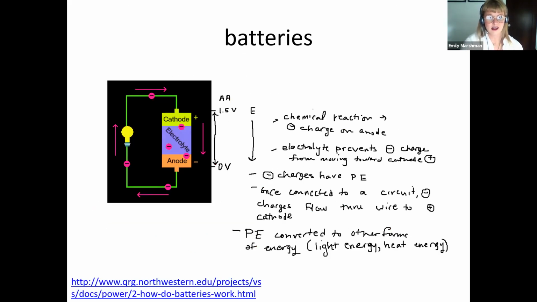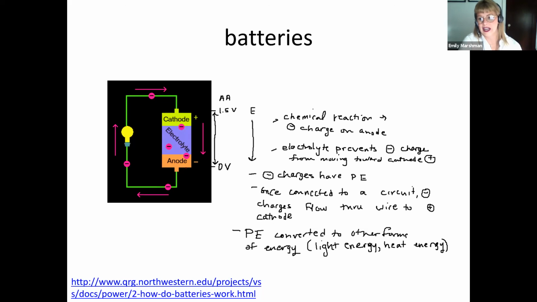So again, a battery, let's suppose a simple AA battery. When you look on an AA battery, it says 1.5 volt battery. And you've got the cathode, which corresponds to the positive side of the battery. The anode corresponds to the negative side of the battery.